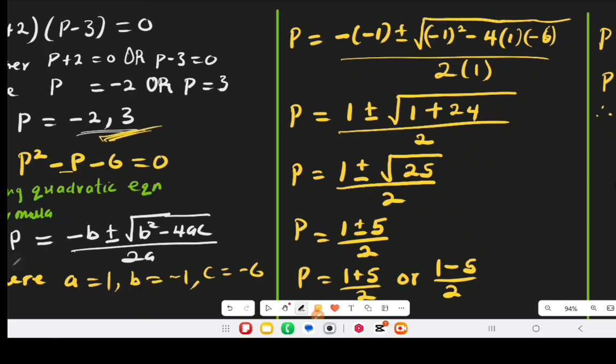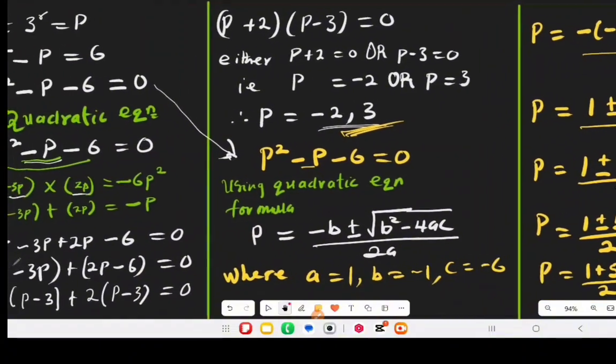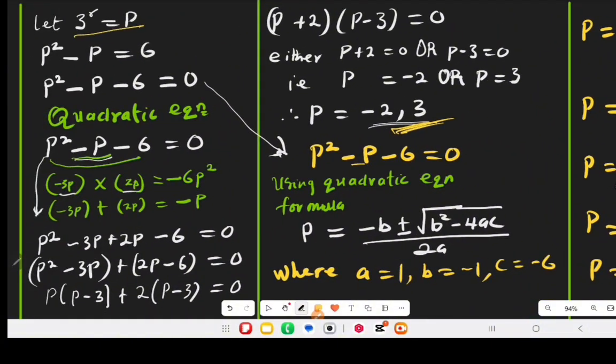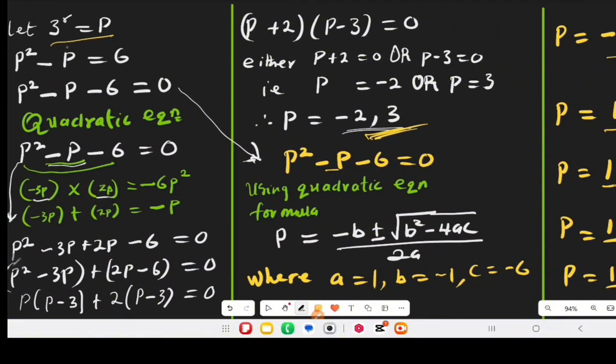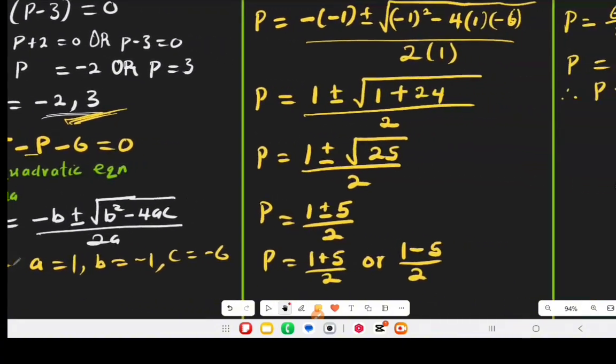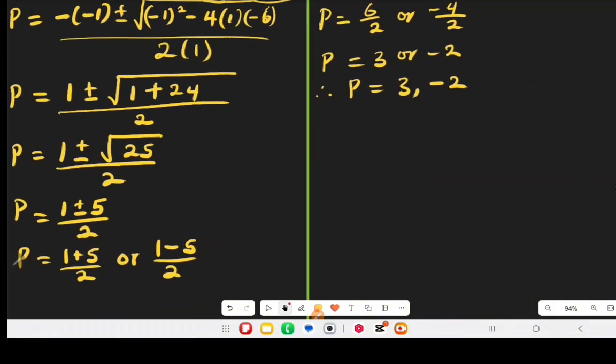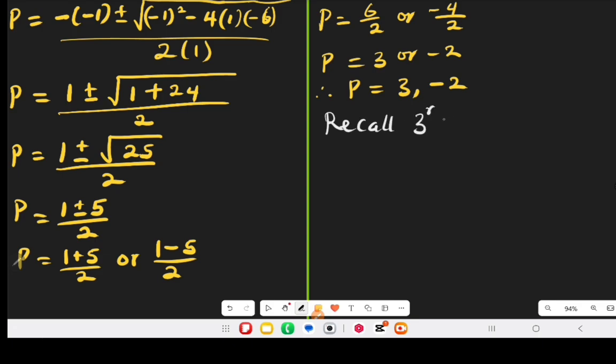We say let 3 raised to the power of r equal p. Now we are going to put 3 and minus 2 in place of p to look for the value of r. Then we continue by saying, recall, 3 raised to the power of r equal to p.